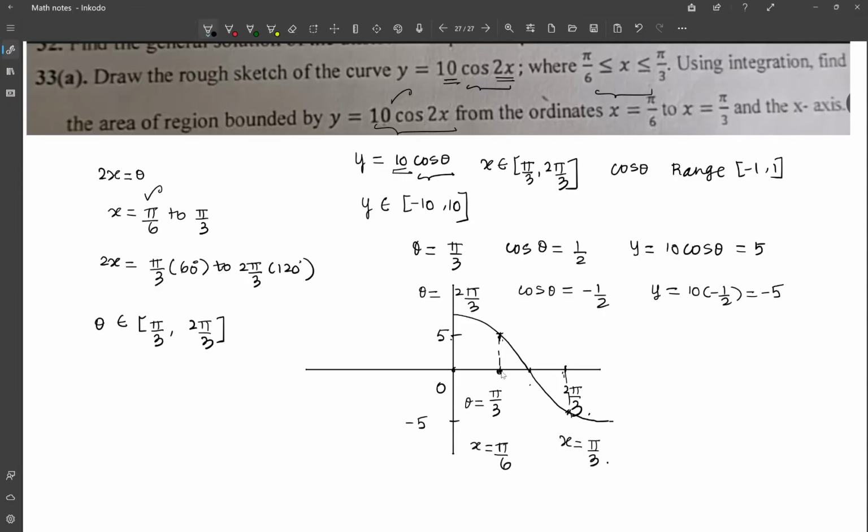So you can show the interval marking. Here x belongs to pi by 6 comma pi by 3 with closed interval brackets. Y belongs to -5 comma +5. So this is the range of y. For this particular interval of x, the range here is -5 to +5. And the graphing here is only from this part to this part. And this would be the graph of the given y function.